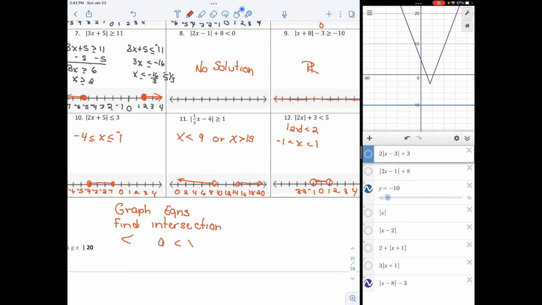And if it's less than, you're going to write it as A is less than x is less than B. If it's greater than, you're going to write it as x is less than A or x is greater than B. And of course, if you have less than or equal to, you put the correct symbol there. Okay? That's how we graph these.